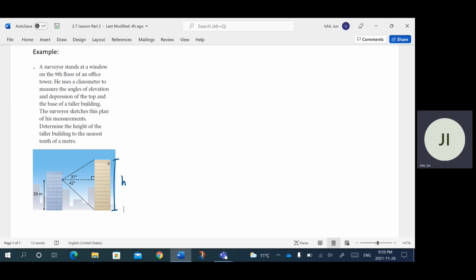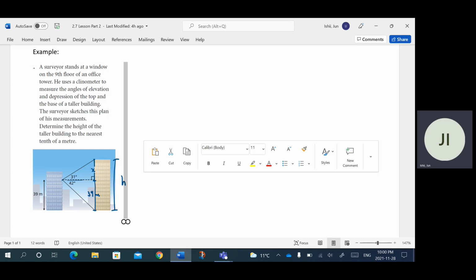So there's a couple things that are happening. He's on the ninth floor, which is 39 meters above the ground. If this is 39 meters, and the line of sight is straight across, we can assume that this distance here is also 39 meters. So if we can find this length here, x, and add that to 39, that should give us the total height. In this triangle, that's basically what we're trying to find.